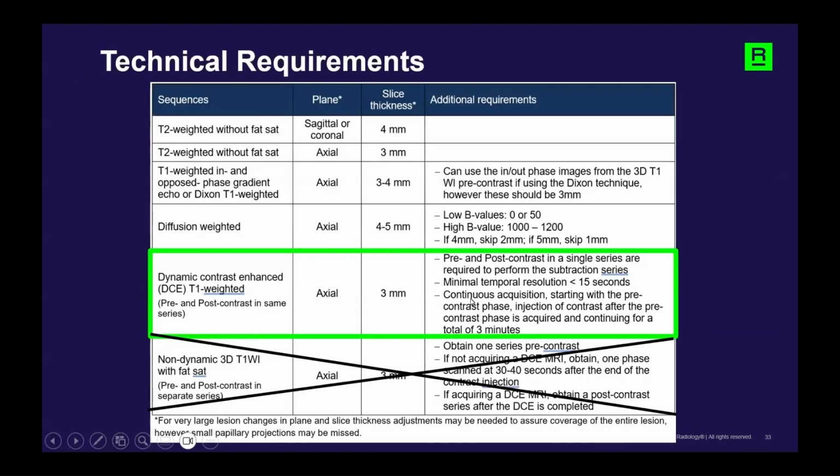Post-contrast images can be done with or without dynamics. DCE imaging is recommended as time intensity curves allow for better risk stratification of lesions containing solid tissue. If dynamics are performed, pre-contrast and post-contrast images are acquired in a single series with a minimal temporal resolution of 15 seconds to ensure accurate TIC calculation.